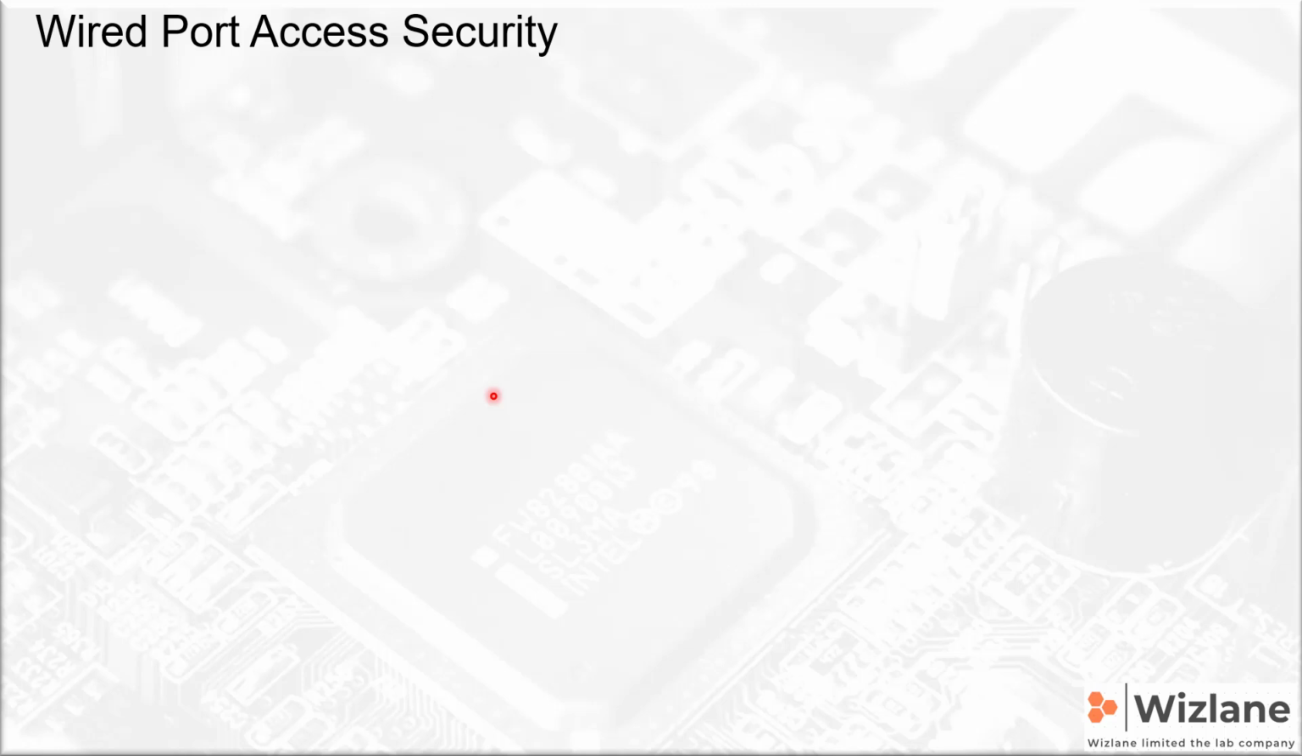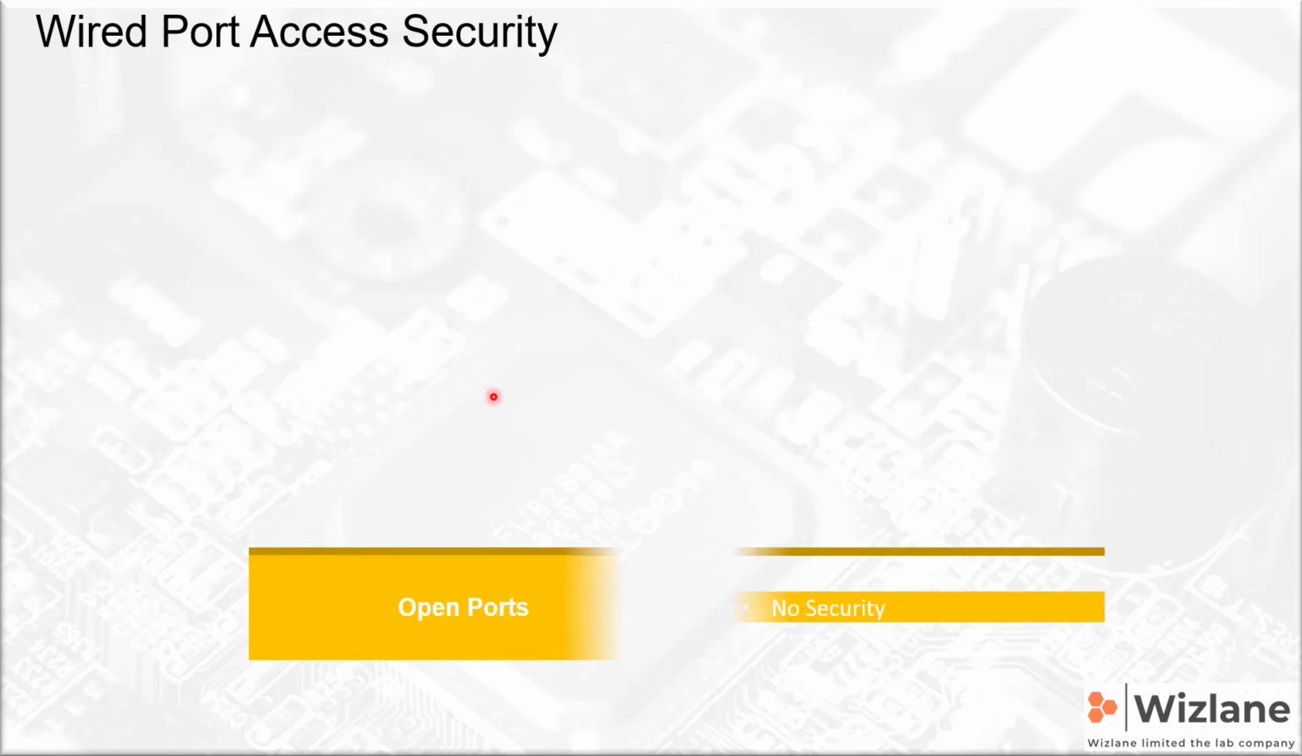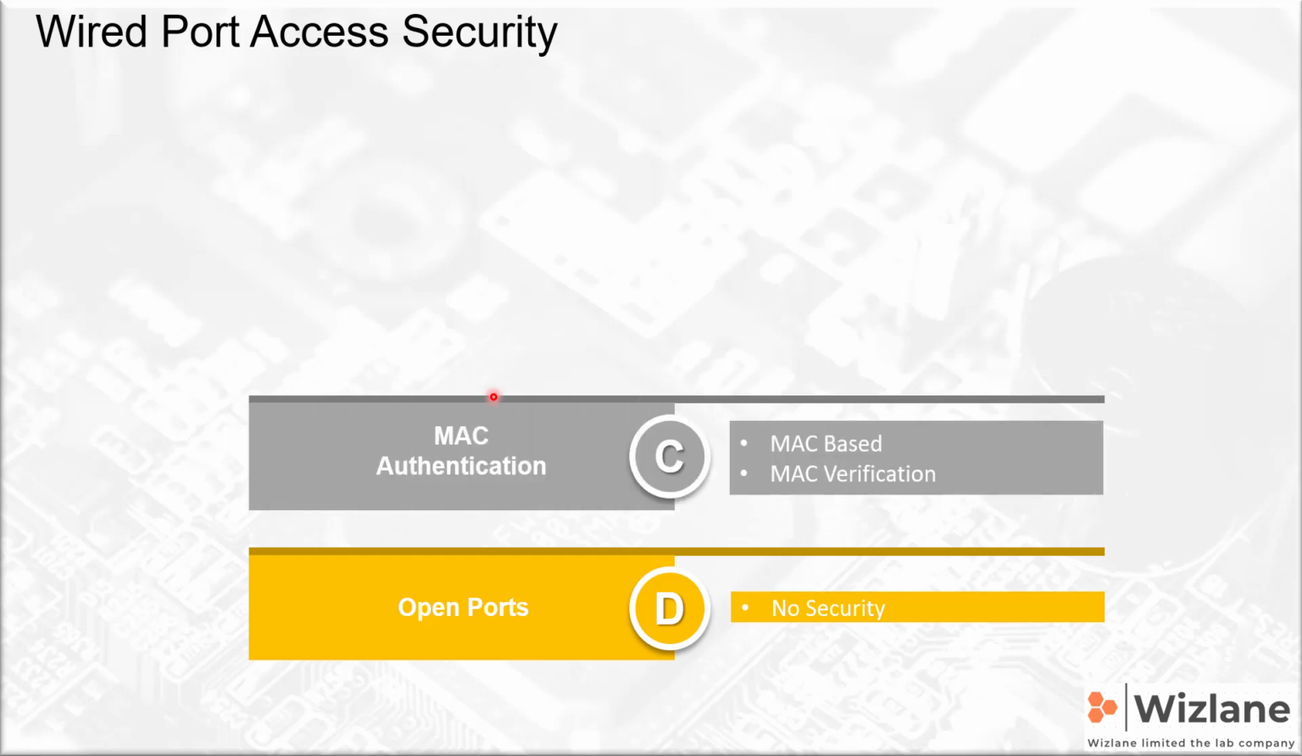So when we talk about securing your network or securing the edge, we are referring to this as wired port access control or access security. Now, you have multiple options. You might leave it open, so no security whatsoever, which is not the best option. You might have to perform MAC authentication, so based on the MAC address and so on.